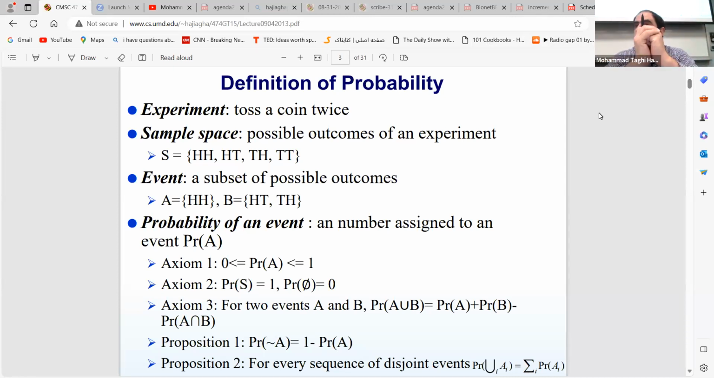Let's start with the definition of probability theory. Generally, when we talk about probability theory, we are talking about some experiments. Experiments can be anything, but the simplest one can be to toss a coin, for example, once or twice. Generally, we have a sample space.